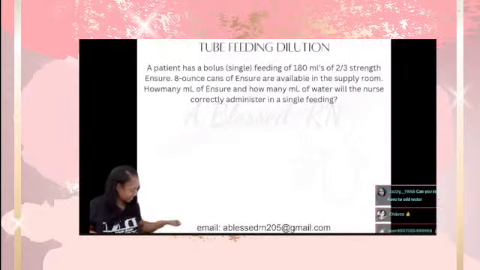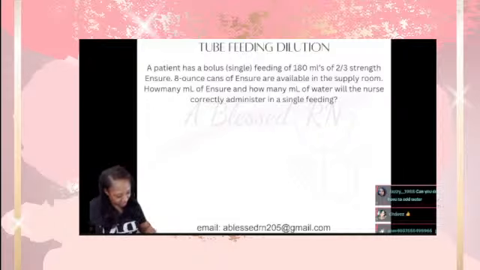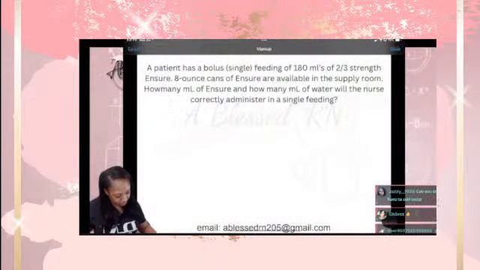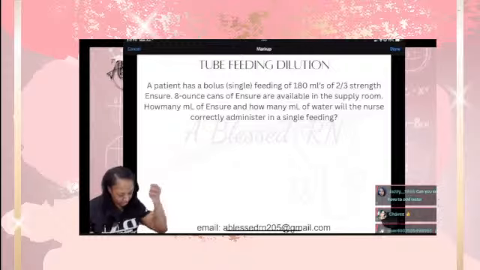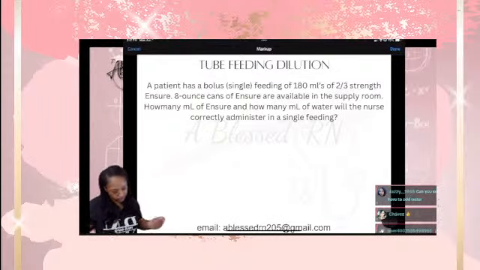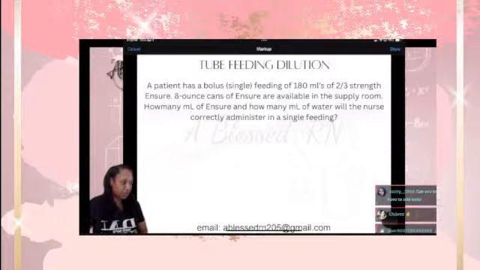So this is the one that I did with the tube feeding tonight. If anybody wasn't on here, and for those who were, it's a repeat. All right, so a patient has a bolus feeding of 180 mLs of 2/3 strength Ensure. 8-ounce cans of Ensure are available in the supply room. How many milliliters of Ensure and how many milliliters of water will the nurse correctly administer in a single feeding?